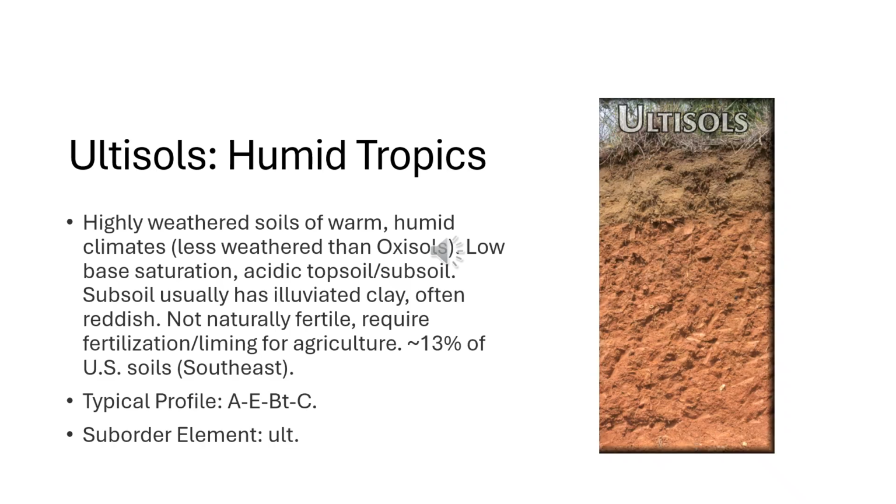The ultisols are highly weathered soils, old soils, found in warm, humid climates. They're not as extremely weathered as the next one we're going to talk about, the oxisols. They exhibit low base saturation. You don't really know what that means yet, but base is going to be certain elements that are attaching to the soil particles, so low saturation means there isn't much of those attached. And their topsoil can be quite acidic, often inhibiting crop growth. The subsoil typically has illuviated clay and these are often reddish.